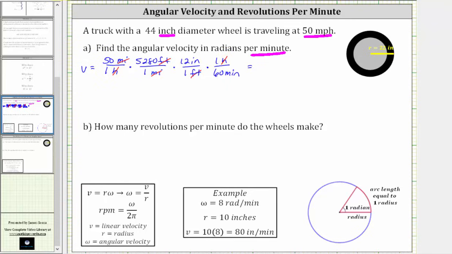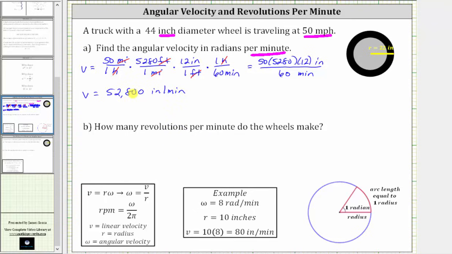And now multiplying, in the numerator we have 50 times 5,280 times 12 inches divided by, in the denominator we have 60 minutes. And now simplifying, 50 times 5,280 times 12 divided by 60 is equal to 52,800, and we now know the linear velocity v is equal to 52,800, and the units are now inches per minute.